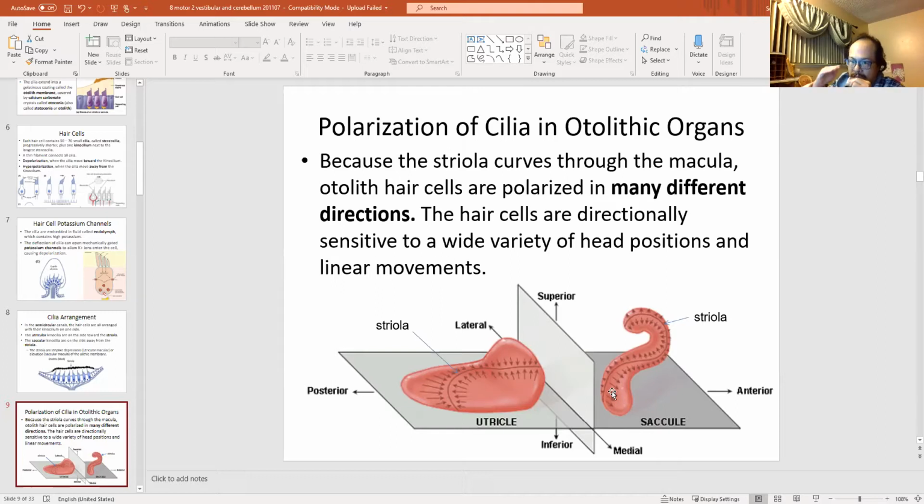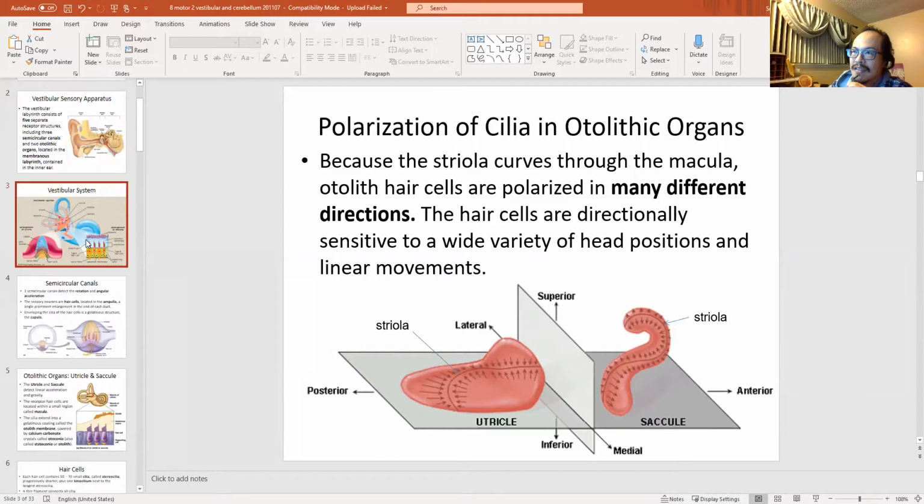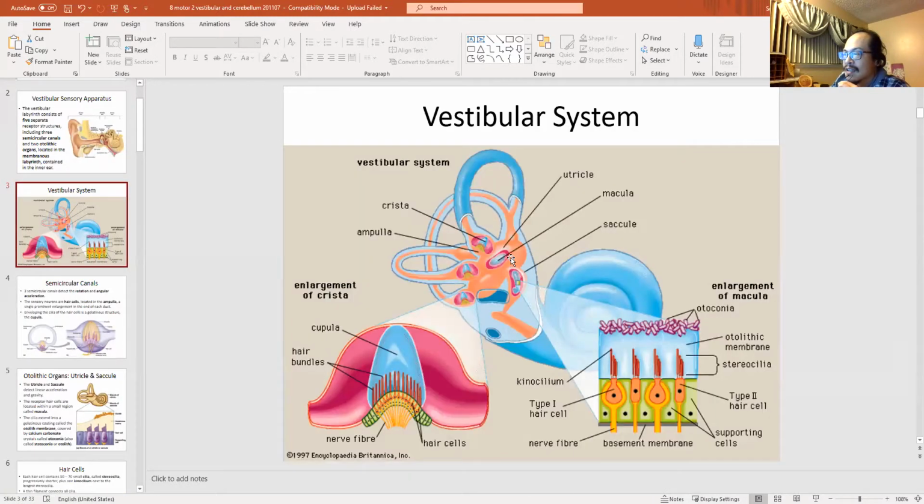The saccule is the one sensitive to up and down. That's also linear acceleration, right? Taking the elevator, moving up, moving down. The one to detect it is the saccule. The saccule is located in the inner ear, on the vestibular apparatus right here.